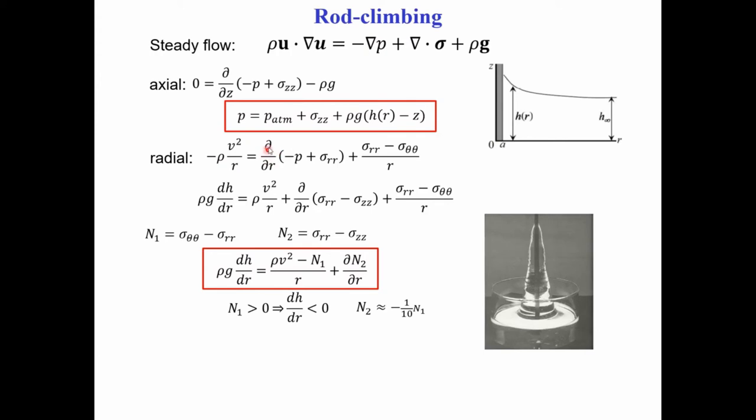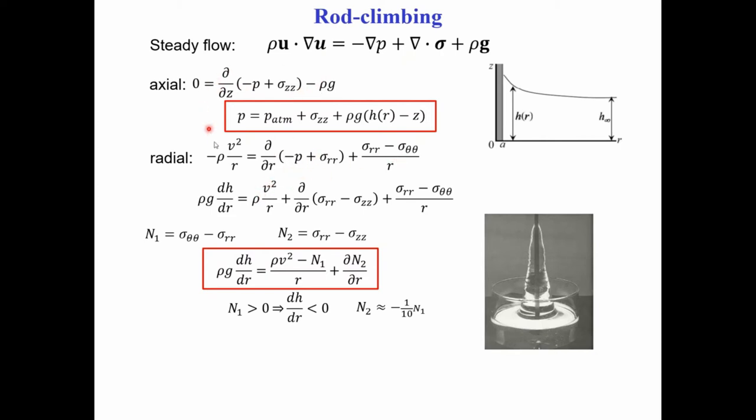Grad P just gives you dP by dr. But then this term here, and this is one of the features of curvilinear coordinates, is that as well as getting this term that comes from the gradient of the RR component of stress, you also get a stress difference associated with the fact that the flow is moving around a curve. So this comes essentially straight out of the vector calculus. And it's this term that's going to give us this rod climbing effect.